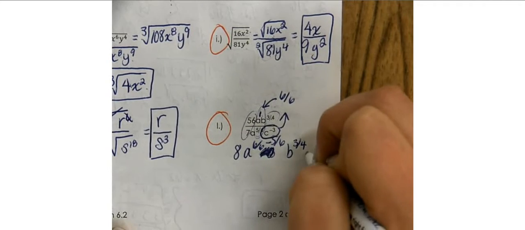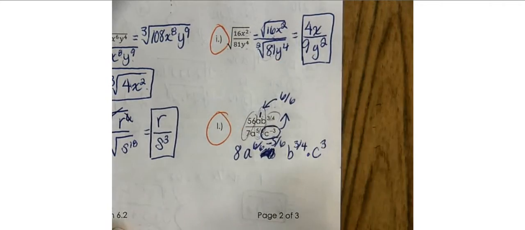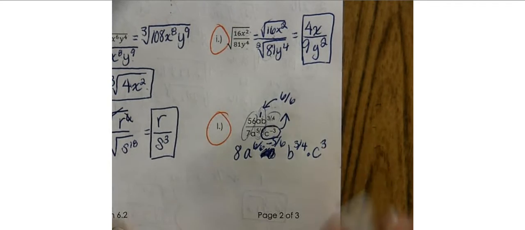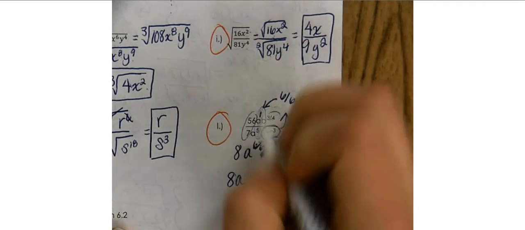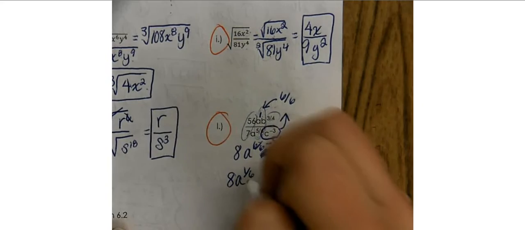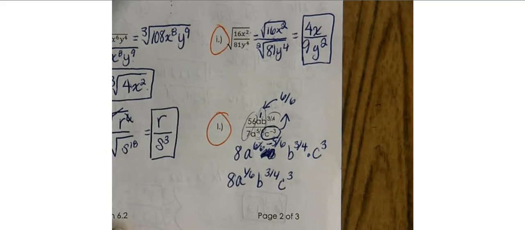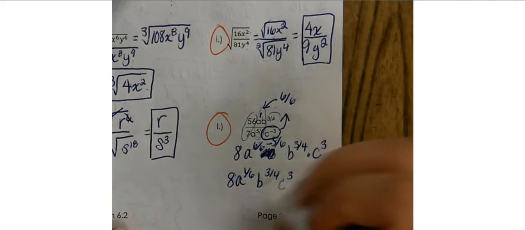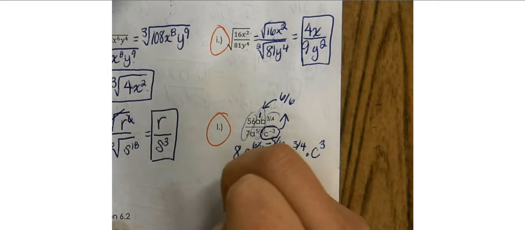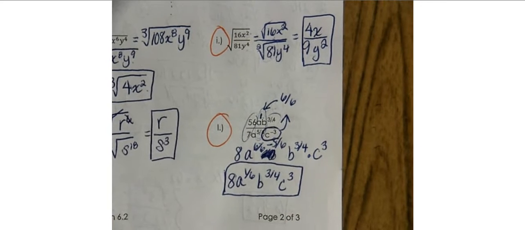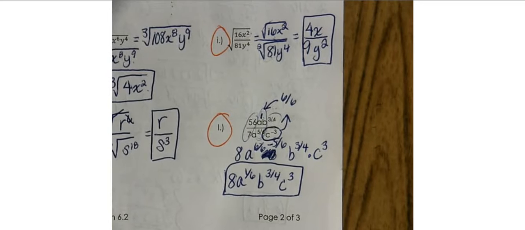And then my c has a negative exponent, so I'm going to bring that up. So it's times c to the 3rd power. And nothing is left over in the denominator because I've already addressed everything. So now I have 8a, and then 6 minus 5 is 1, so that's to the 1/6 power, b to the 3/4 power, and then c to the 3rd power. And like I said, if you start with fraction exponents, your answer will end with fraction exponents. And you just use your properties of exponents that you've already learned in the past. So that is simplifying radical expressions.